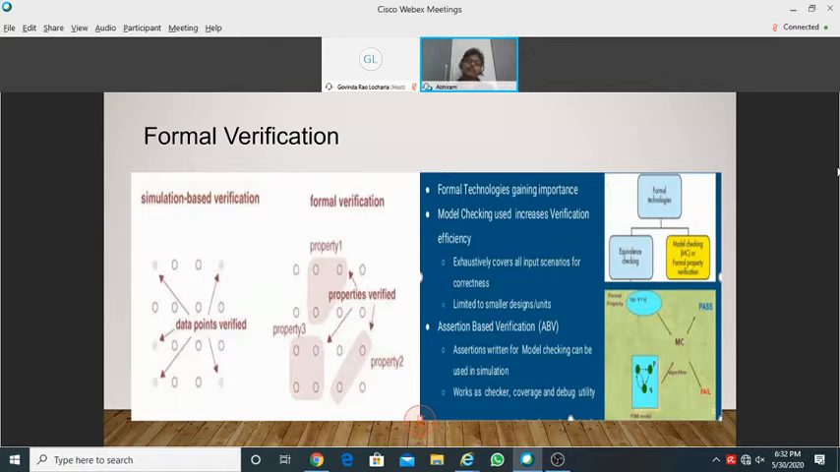For that, we will be using some assertions or properties. It's called assertion based verification, which will definitely work as a checker. If none of the assertions are failing, then it means your design is perfect. If some of the assertions or properties are failing, it means at this point there is a bug or an issue in your SOC. Okay, so that is formal verification.